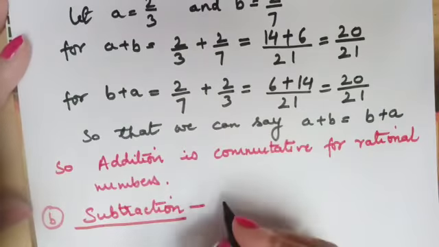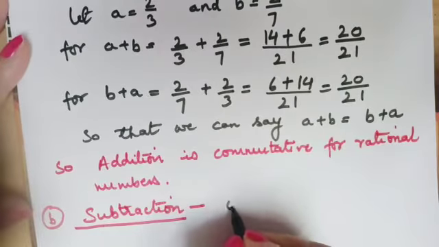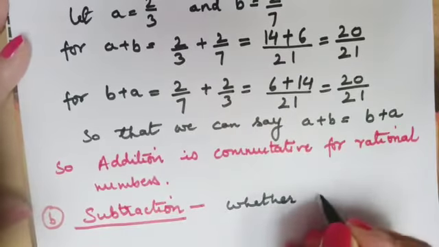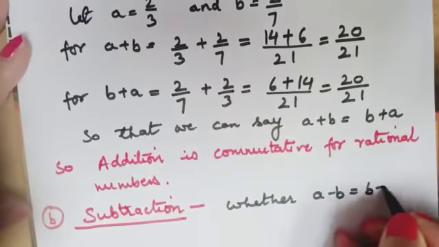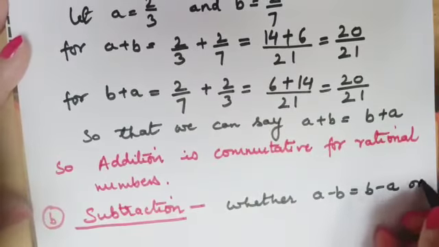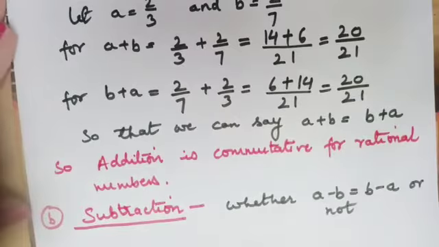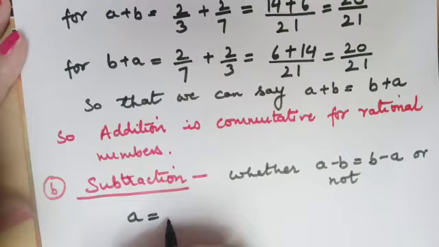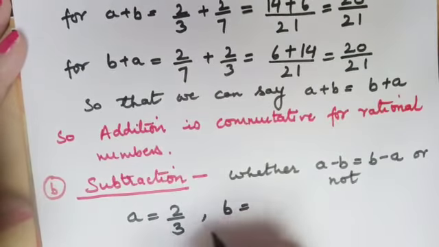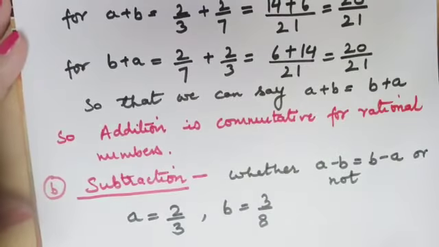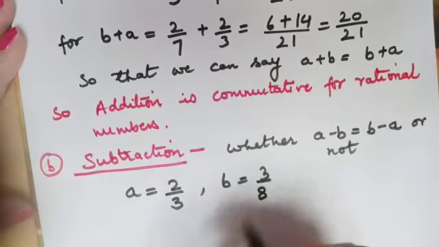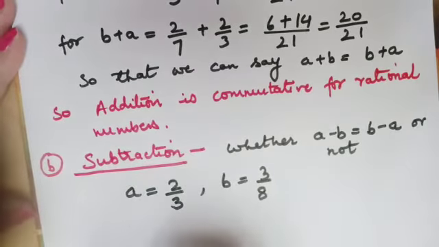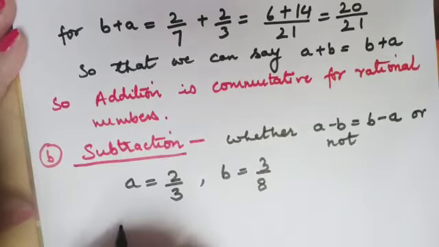For subtraction we will check whether A minus B is equal to B minus A or not. Again we will take A as a rational number, like A is 2 by 3 and B is equal to 3 by 8. We can take any rational numbers. कुछ भी आप ले सकते हैं अपनी तरफ से और चेक कर सकते हैं प्रॉपर्टीज को.